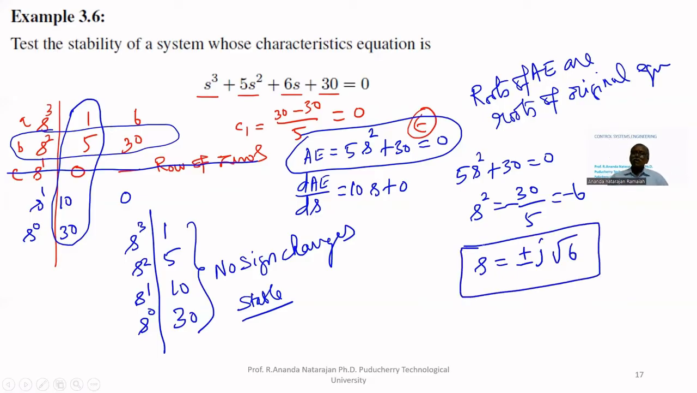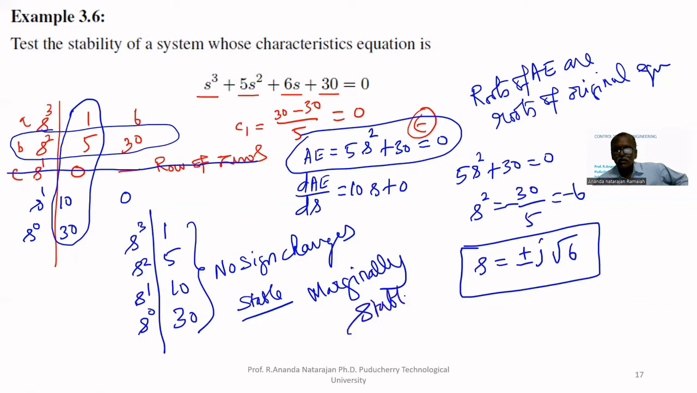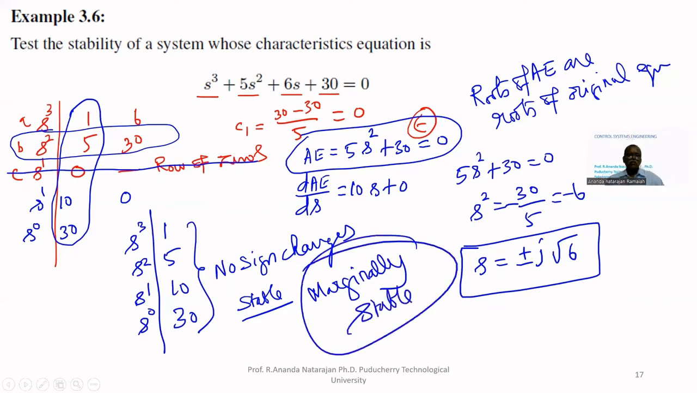The roots on the j omega axis. We know that if any of the poles is on the j omega axis, it is marginally stable. Marginally stable, so therefore the given system is not stable. It is marginally stable.